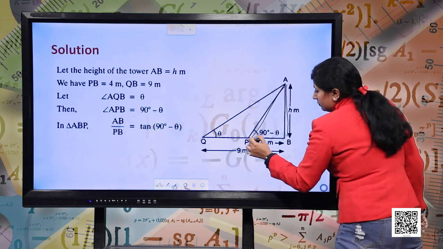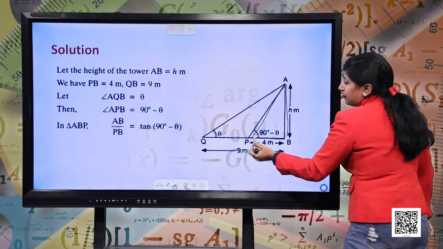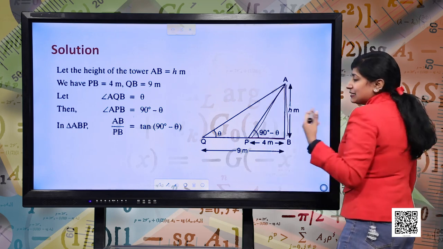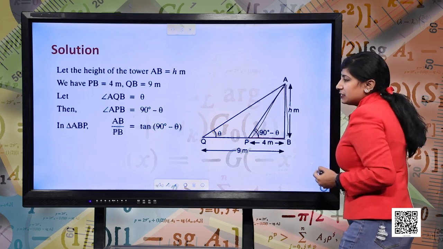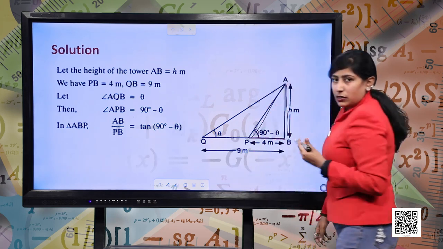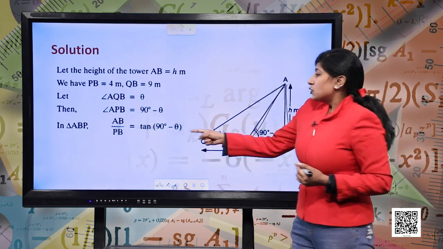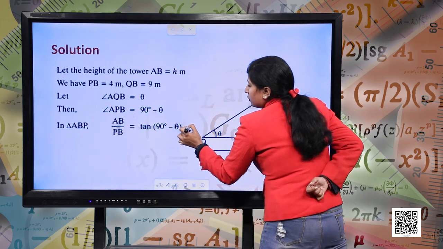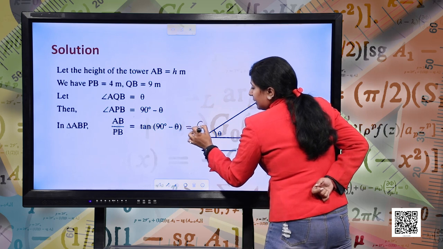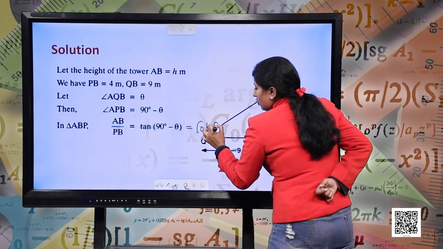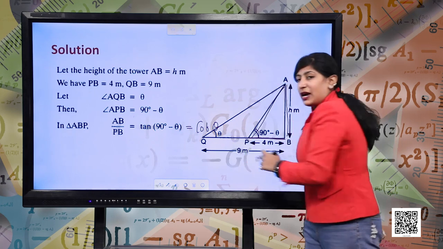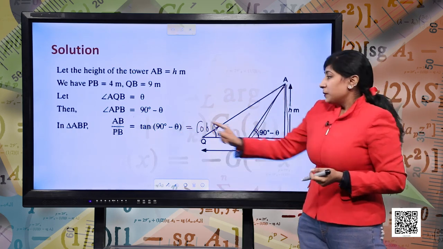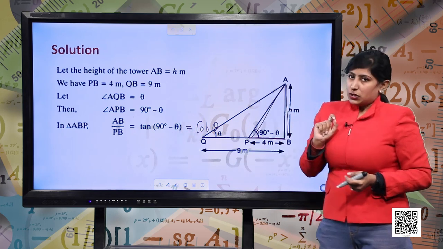In this triangle, H upon (90 minus H) upon 4 is equal to tan of (90 minus theta). Why? Perpendicular upon base is equal to tan theta. So AB upon PB will be equal to tan (90 minus theta), which means cot theta. Why? You have studied that tan and cot are complementary. So tan (90 minus theta) is cot theta.